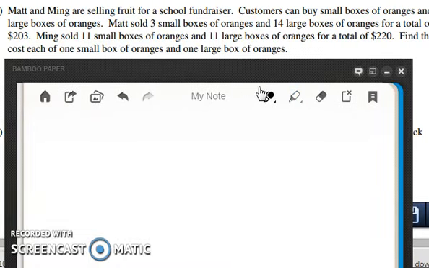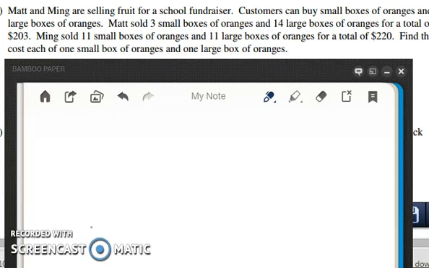Matt and Ming are selling fruit for a school fundraiser. Customers can buy small boxes of oranges and large boxes of oranges. Matt sold 3 small boxes and 14 large boxes for a total of $203. Ming sold 11 small boxes and 11 large boxes for $220. Find the cost of the small and large box. Go ahead and pause the video, try and set this one up by yourself.